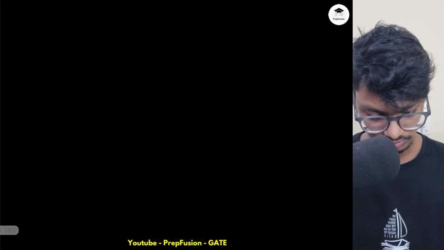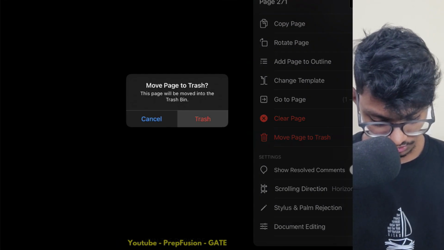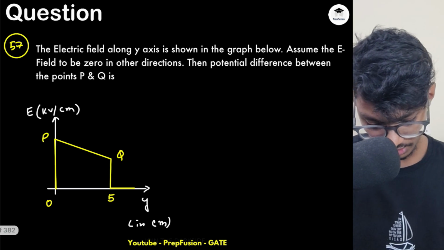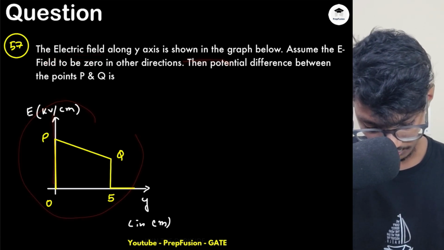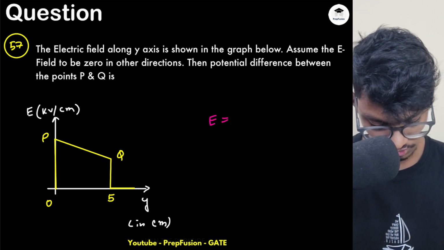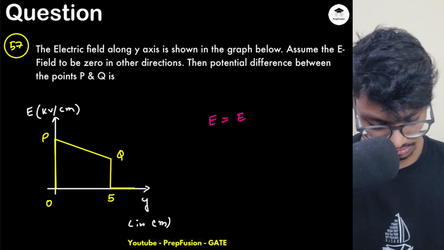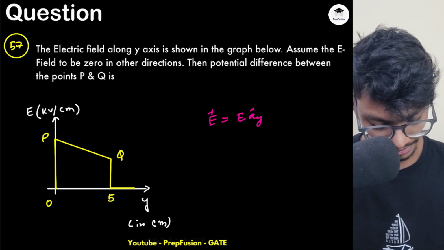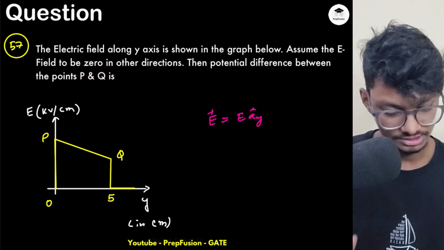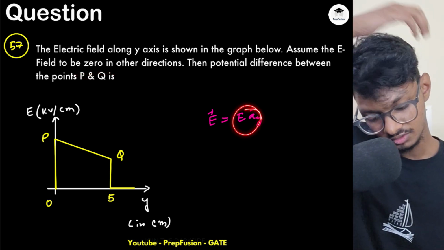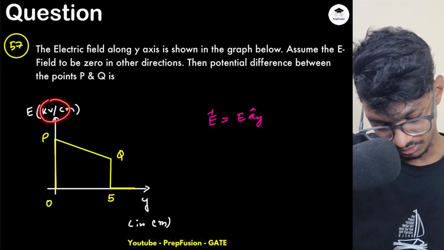So now let's move on to the next question. This question is also pretty good. We have the electric field along the y-axis shown in the graph. Whatever is shown is the electric field along the y cap direction. Keep this in mind. Assume the electric field to be 0 in other directions, so the electric field is only in the y direction. This is in kilovolt per centimeter.